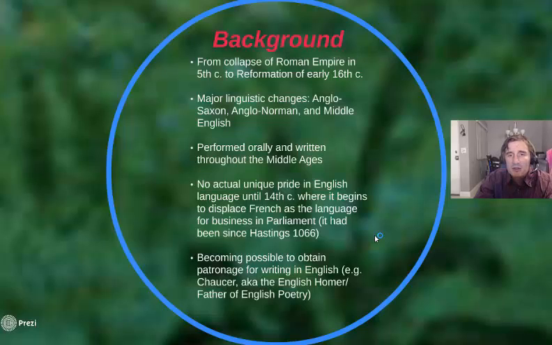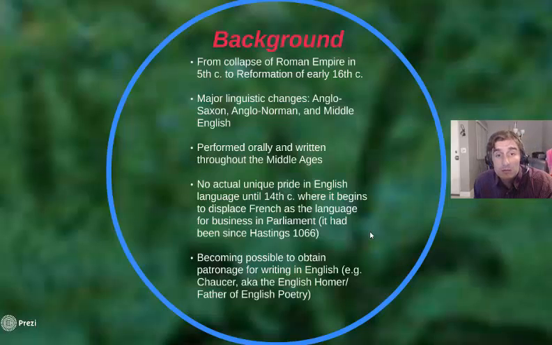In fact, there's major linguistic changes during this time. You have the Anglo-Saxons. We will talk about how they feature in England in a moment. And then later on, you'll have the Anglo-Normans, and you'll also have Middle English coming into development as well. In fact, the earliest form of English, Old English, is not really much English at all. It's more of an older Germanic language. It looks more German than it does English as we know it today, or modern English.